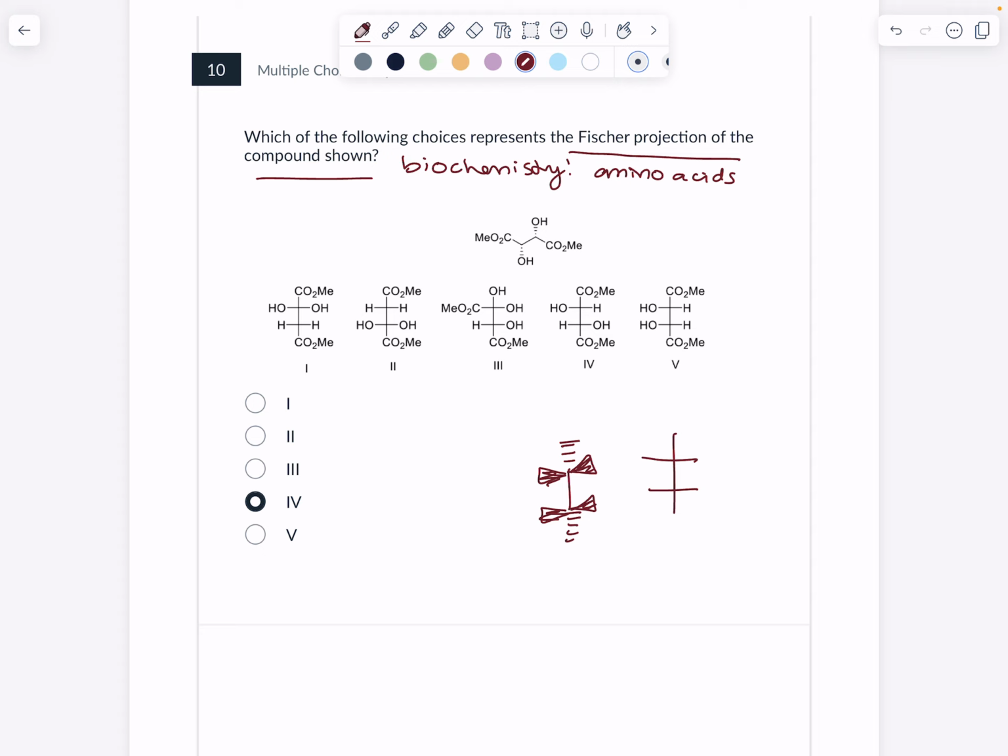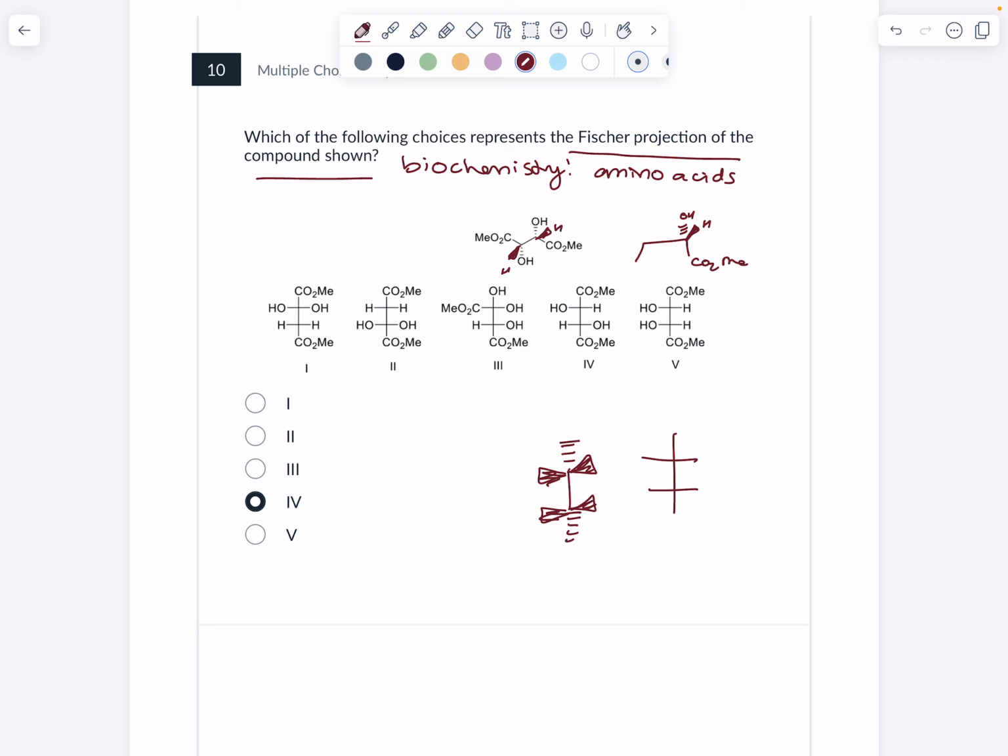So for me, what's easiest to do for Fischer projections is to rotate the molecule. I'm going to draw in the hydrogens here, to rotate the molecule to where it looks kind of like this. And if you need a more detailed overview of this, the exam 4 and 5 review I did in the exam prep module is going to be really helpful.